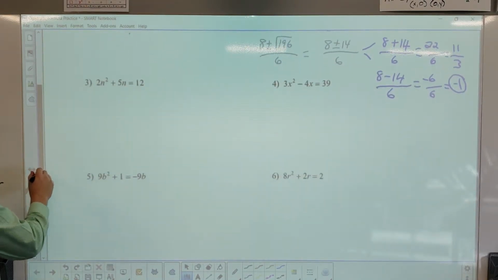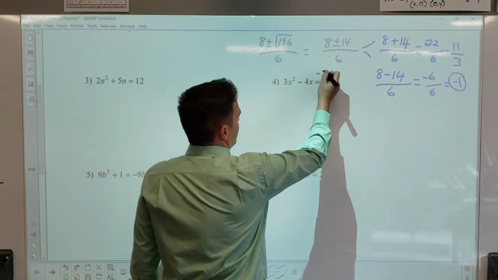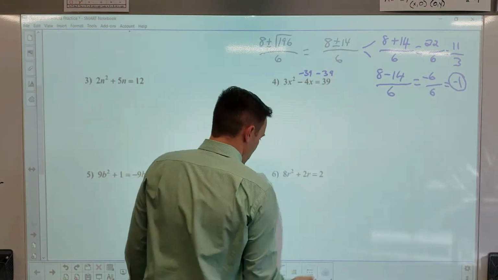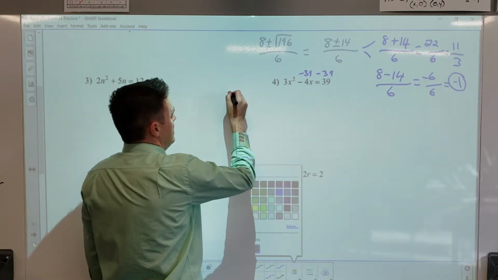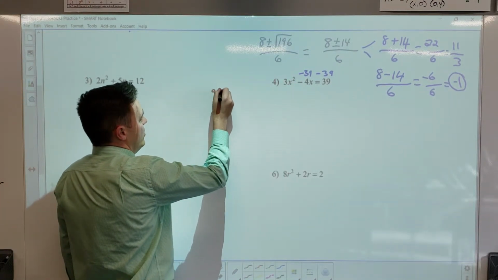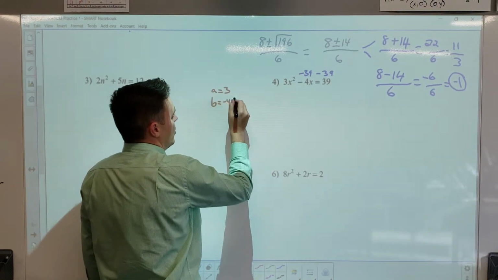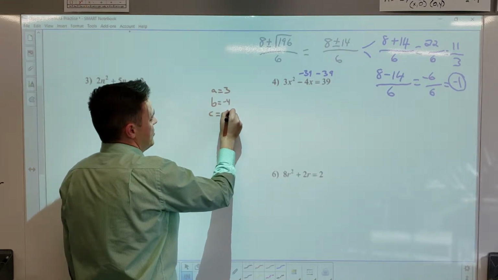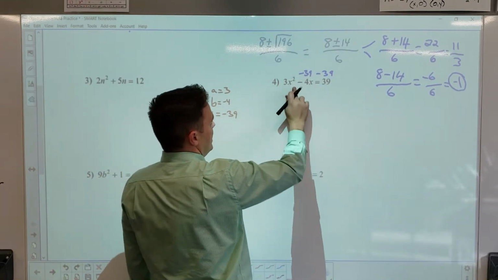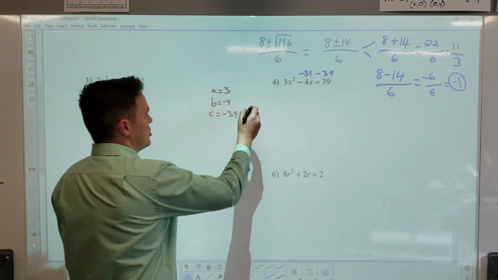Same thing. Number 4. What is my setup? So I got to subtract 39 from both sides. Okay. So I'm not going to rewrite the equation this time. I'm just going to go off the values. So my A, so we'll start way over here. A is 3. My B is negative 4. And then my C is negative 39, okay? Because when I add this over here, I need to make sure I have the correct setup. So now you just go off your equation.